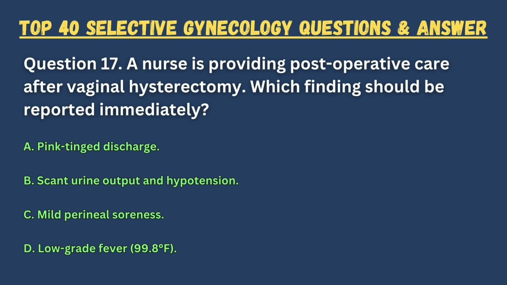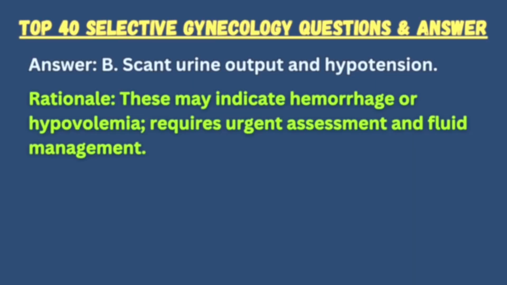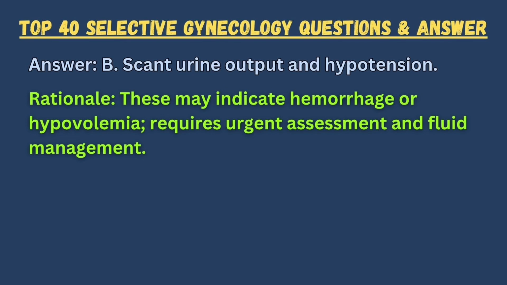Question 17. A nurse is providing post-operative care after vaginal hysterectomy. Which finding should be reported immediately? A. Pink-tinged discharge. B. Scant urine output and hypotension. C. Mild perineal soreness. D. Low-grade fever, 99.8 degrees Fahrenheit. Answer. B. Scant urine output and hypotension. Rationale: these may indicate hemorrhage or hypovolemia. Requires urgent assessment and fluid management.